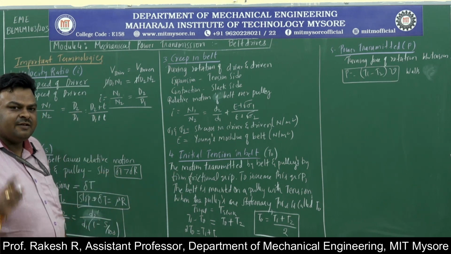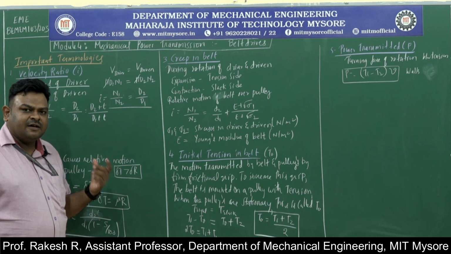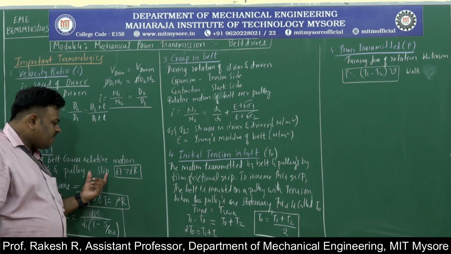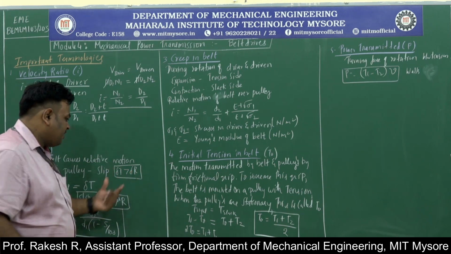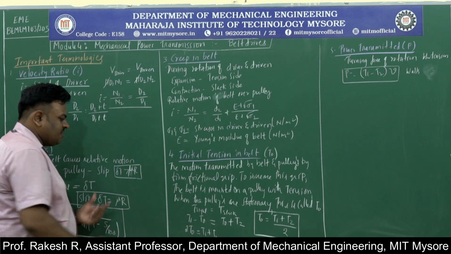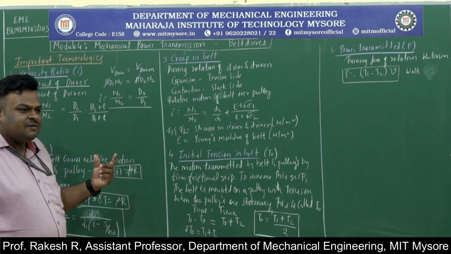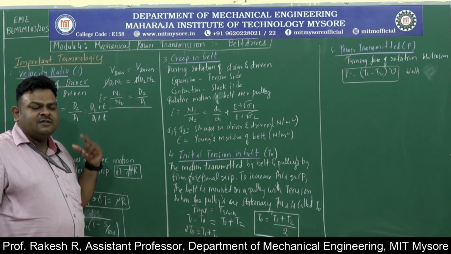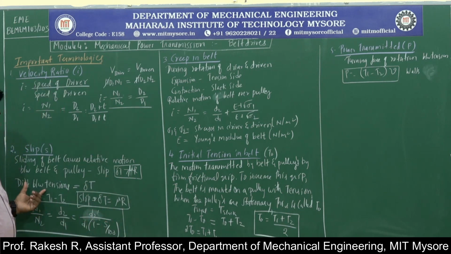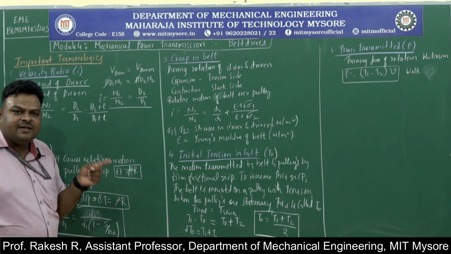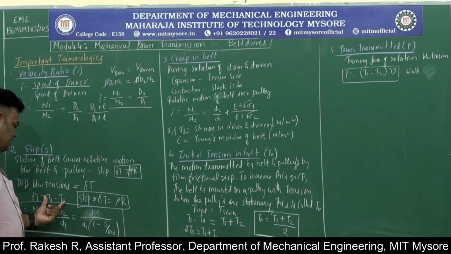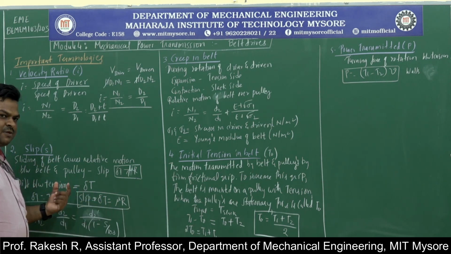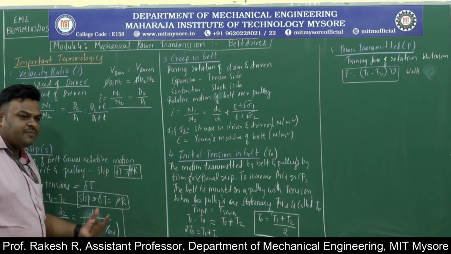That is a disadvantage there. This movement occurs whenever the difference in tensions exceeds mu R, that is, the frictional resistance. Whenever the force exceeds mu R, this condition will occur. The difference in tensions is delta T, and delta T is T1 minus T2, where T1 is the tension on the tight side and T2 is the tension on the slack side. So the condition of slip is delta T equal to mu into R.